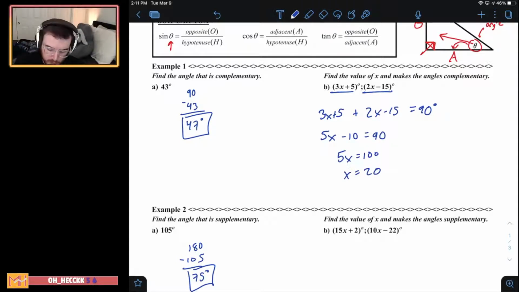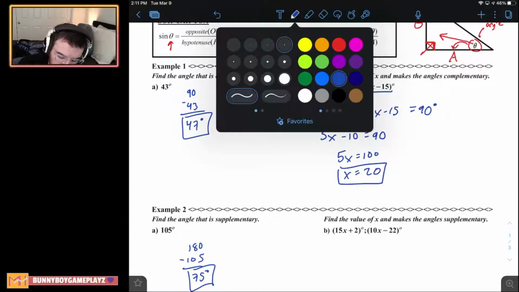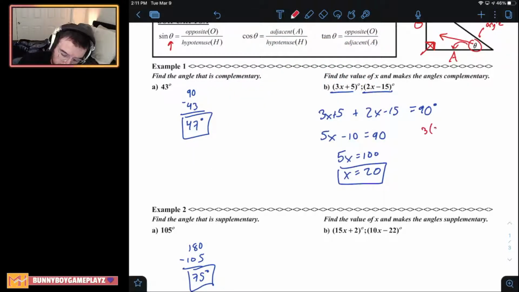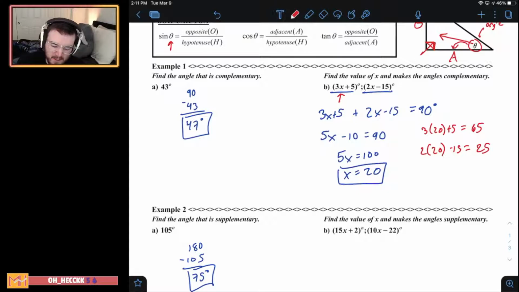So x is 20. And you can double check that you did this correctly. 3 times 20 plus 5 is 65. That's the first angle. And 2 times 20 minus 15, that's 40 minus 15 is 25. And guess what? 65 plus 25 equals 90. They're complementary. So we did it right.